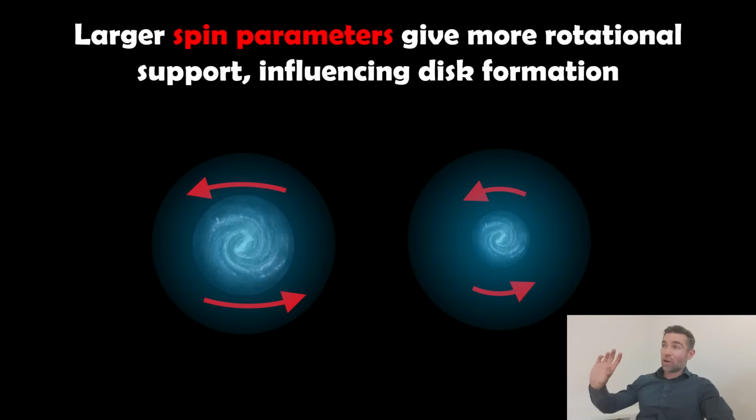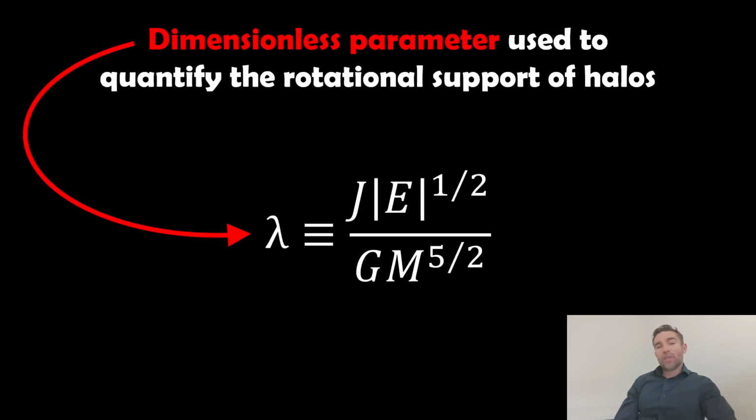So if that dark matter halo is spinning faster, we can look at that and think, well, it's more rotationally supported as opposed to pressure supported, because you've got more rotation there. And as that disk forms at the centre or galaxy, that's going to influence that in a non-negligible way, basically. So the spin parameter is given by this equation here. It's a dimensionless parameter, so it doesn't have any units. You're just going to get a number. And it's used to quantify the rotational support of these halos.